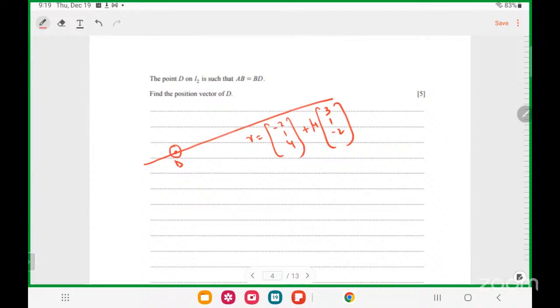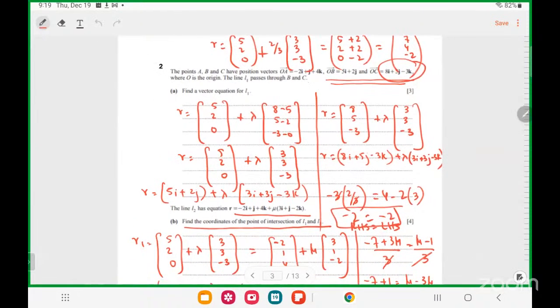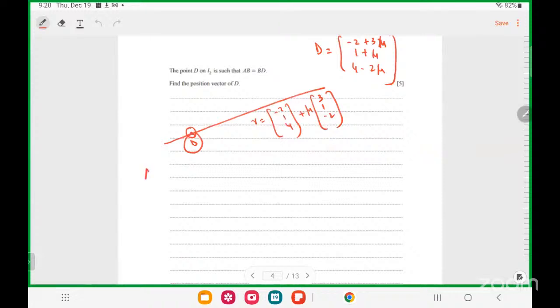AB is equal to BD. So the point D will turn out to be minus 2 plus 3 lambda, 1 plus 3 mu, 1 plus mu, and 4 minus 2 mu. Are you all with me? AB is equal to BD. We have not yet found AB, so we'll find AB.